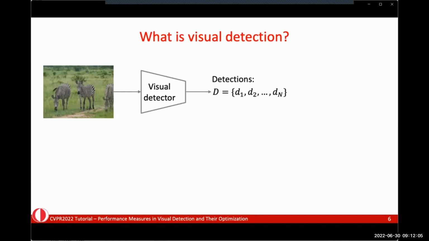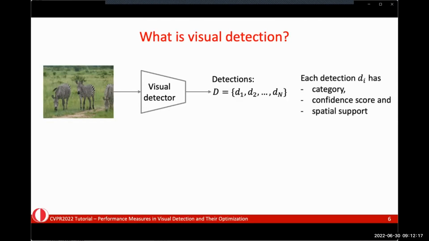The visual detector outputs a list of detections or predictions. The size of this list, N here, is arbitrary, and it depends on the content of the image and the configuration of the visual detector. Each detection in this list is associated with three elements: an object category, a confidence score, and a spatial support.